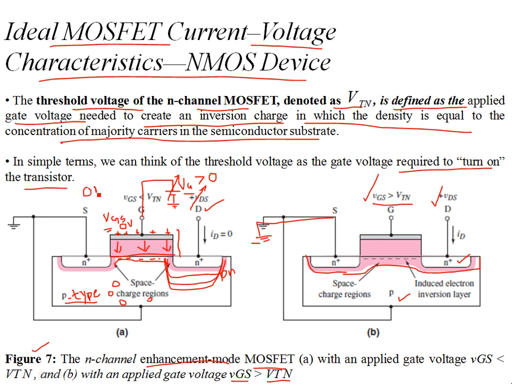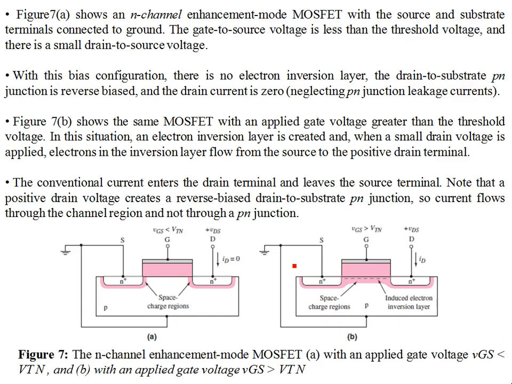So there is no channel. The transistor is off, given the condition that VGS is less than VTN. In this condition, it becomes on, and you can see that you have a depletion region or a channel that connects the drain to source.